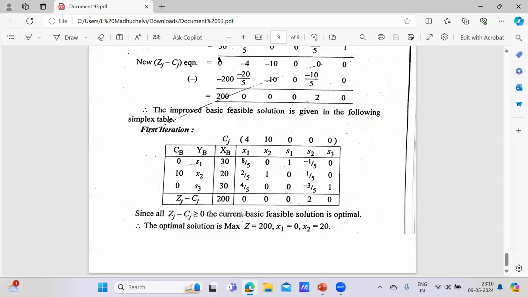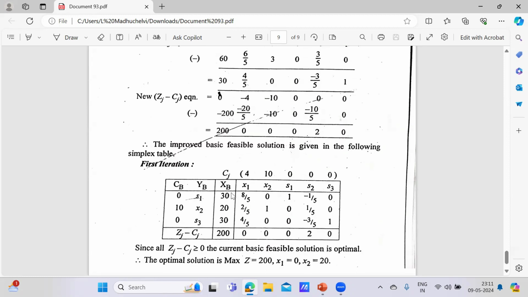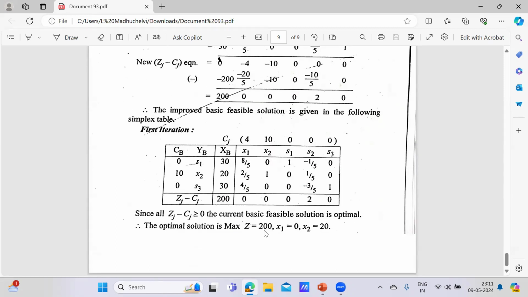So what is the solution? We have to substitute the values. What is the value of x1? X1 is non-basic, so it is 0. X2 is 20. If you substitute these values in the objective function, we get z equal to 200. So it is the optimal solution of this LPP.